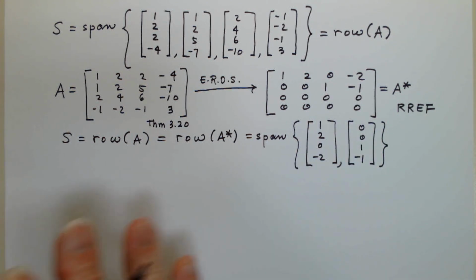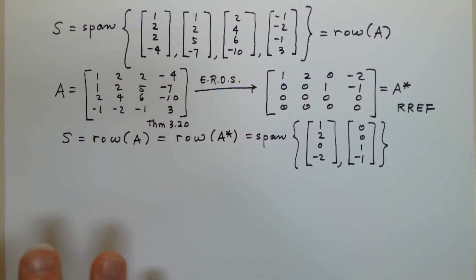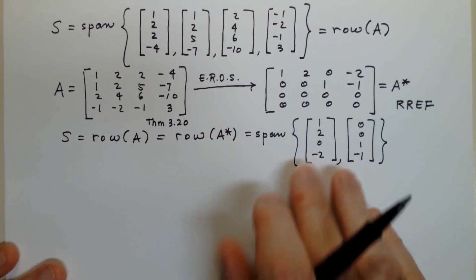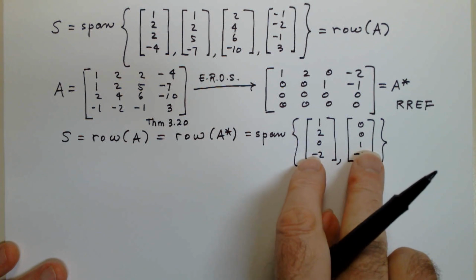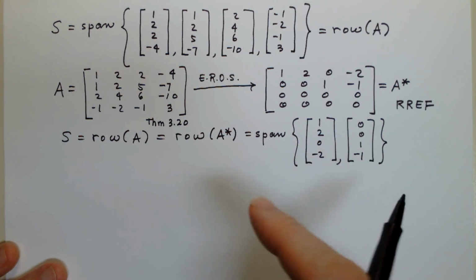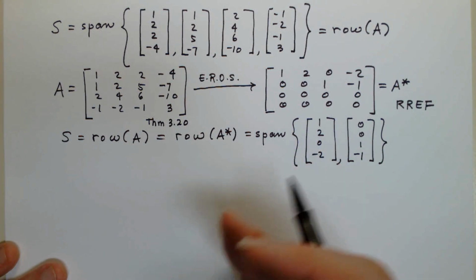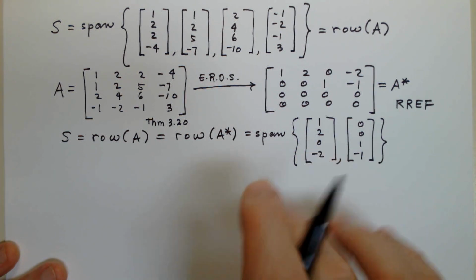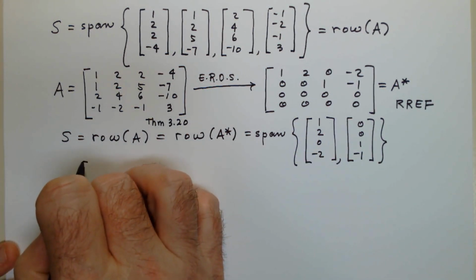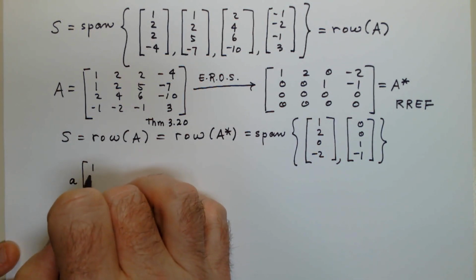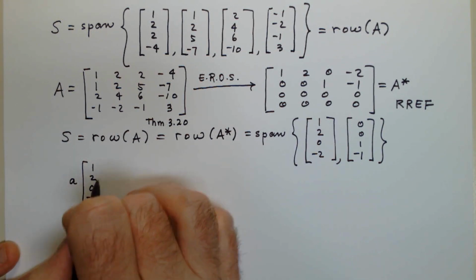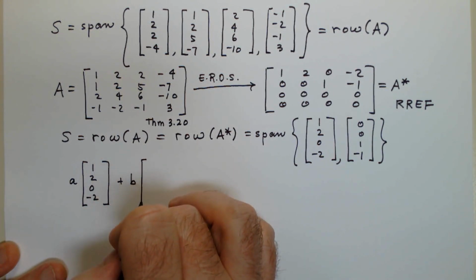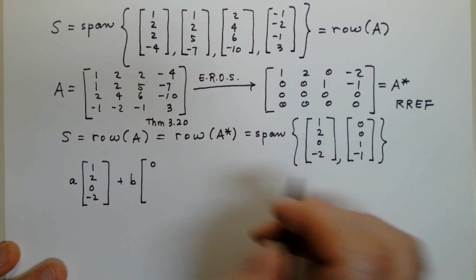And now let me show you why that's, through this method, why that's always going to be easy. Now, in order to check the independence, I have to look at a linear combination of these two vectors, and I have to set that equal to the zero vector, and I have to see if there are any non-trivial solutions. So I'm going to take A times this vector, and B times this vector.